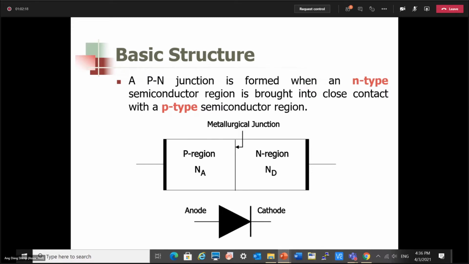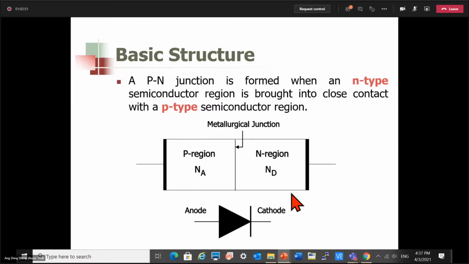Now, this applies to a homojunction. So what is meant by a homojunction? A homojunction is one that is made of the same semiconductor. So you just dope one side of the semiconductor P and dope the other side N. But the semiconductor is the same for both regions. Okay? So for a homojunction, the metallurgical junction refers to the location where the net doping is 0.